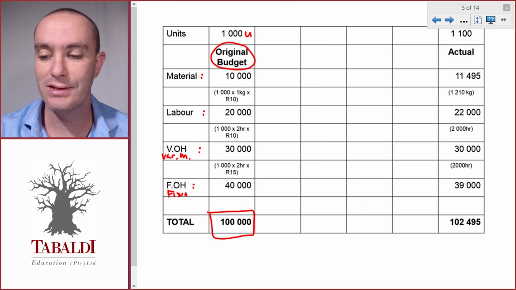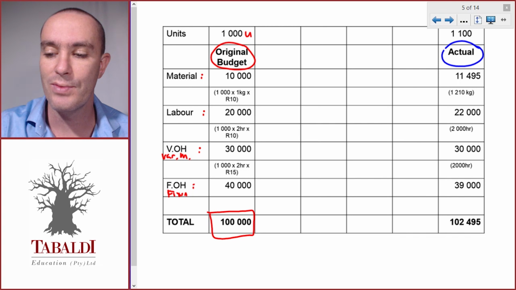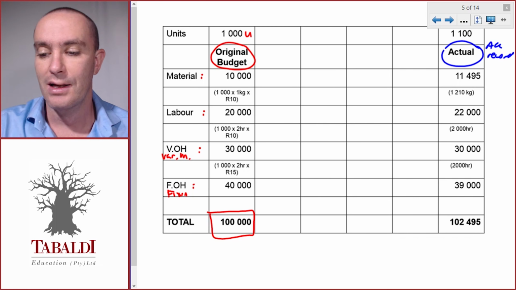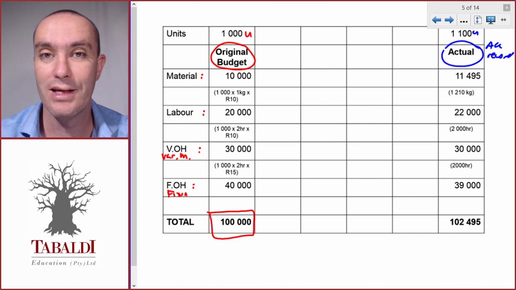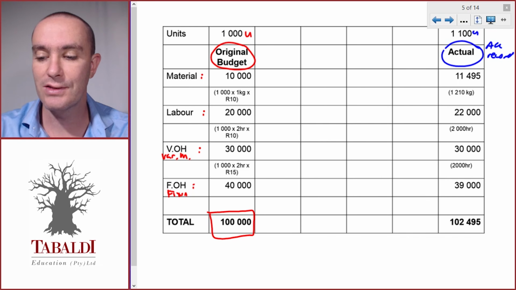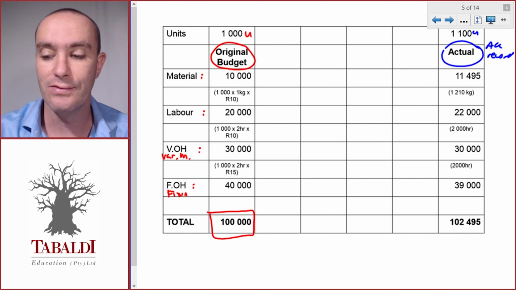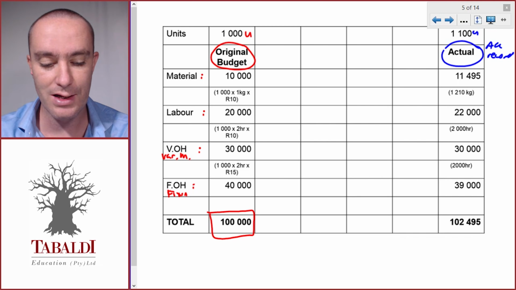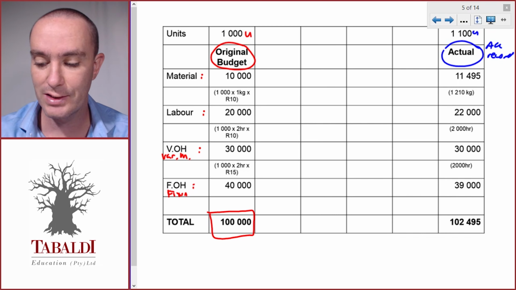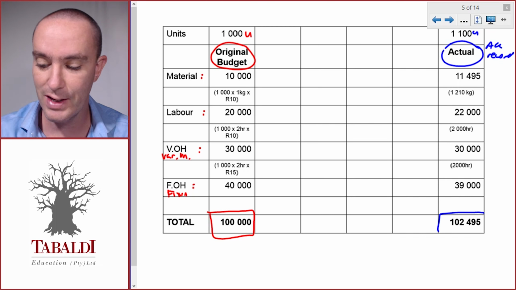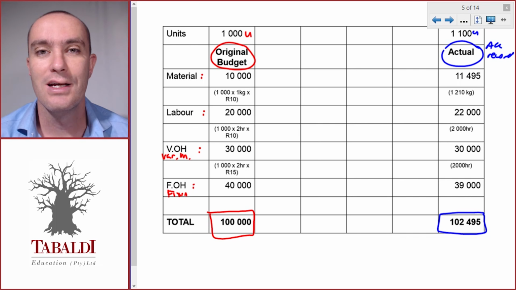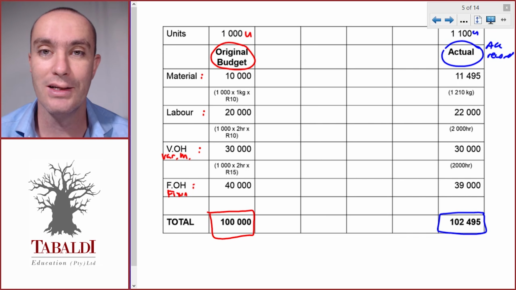But now we have our actual numbers here on the right hand side, so that comes from our accounting records or our bank statements, so that we'll have at the end of the month. So then we saw we actually produced 1,100 units, and it cost us for material 11,495, labor 22,000, variable overheads 30,000, and then fixed manufacturing overheads 39,000, so total cost of 102,495. Now the question is, did we overspend or did we underspend?